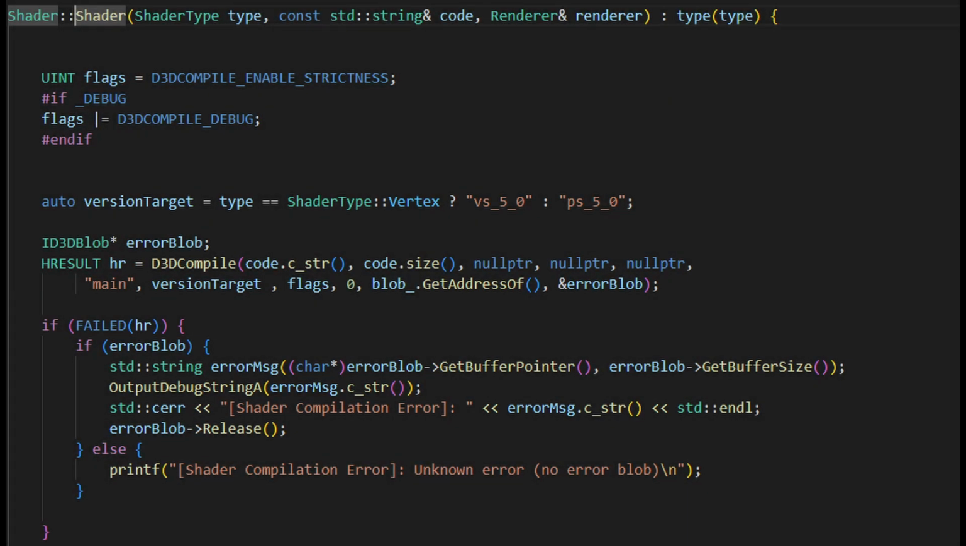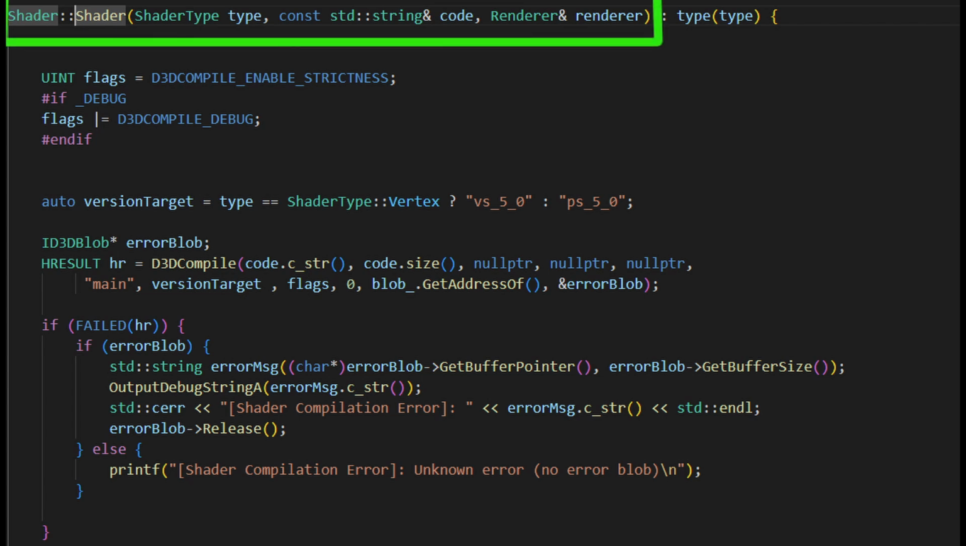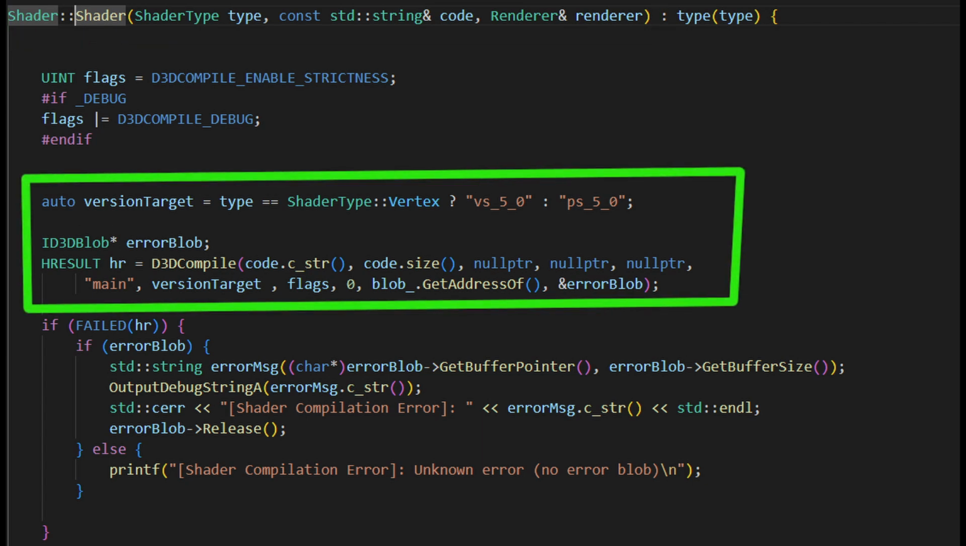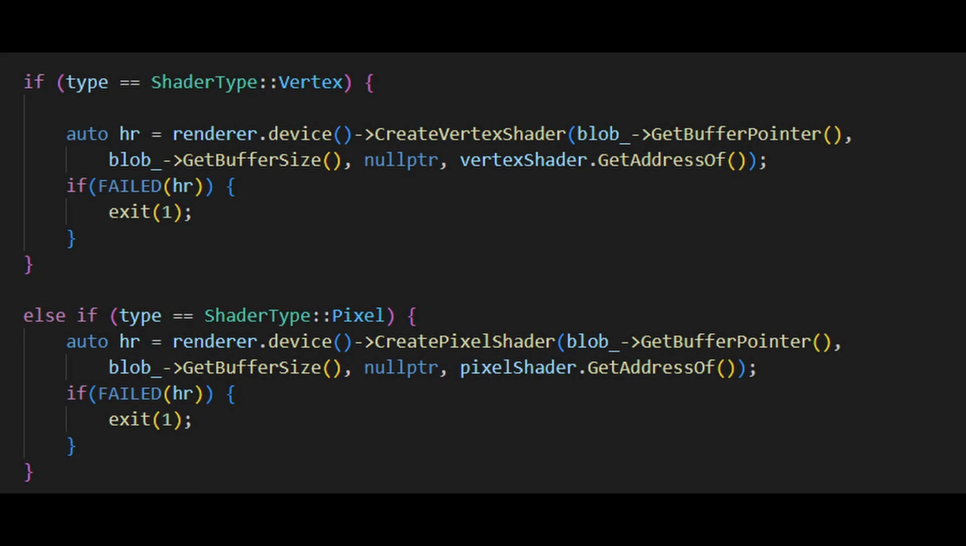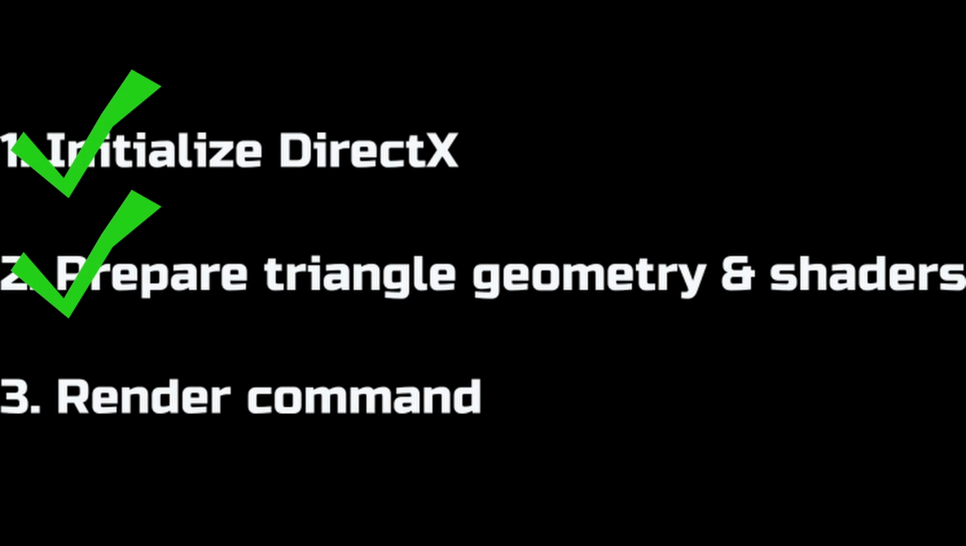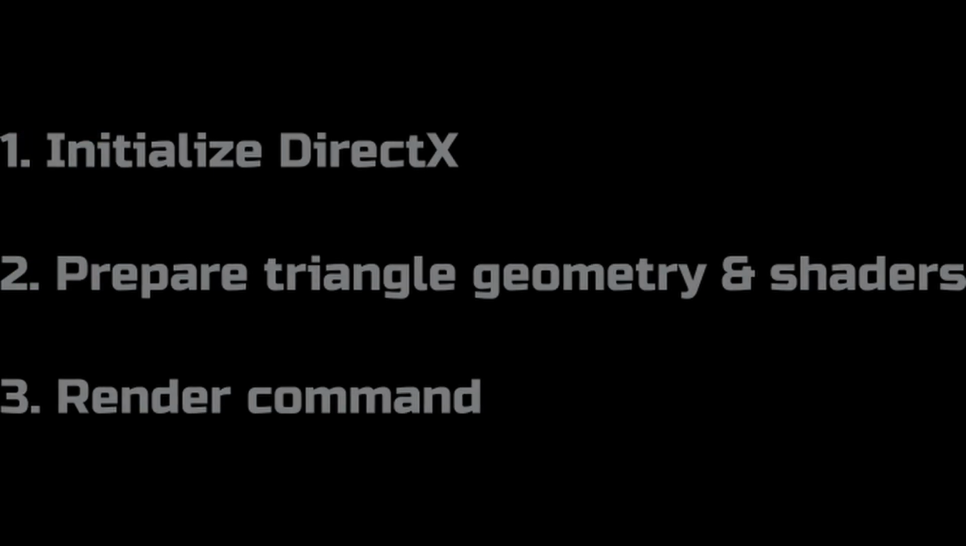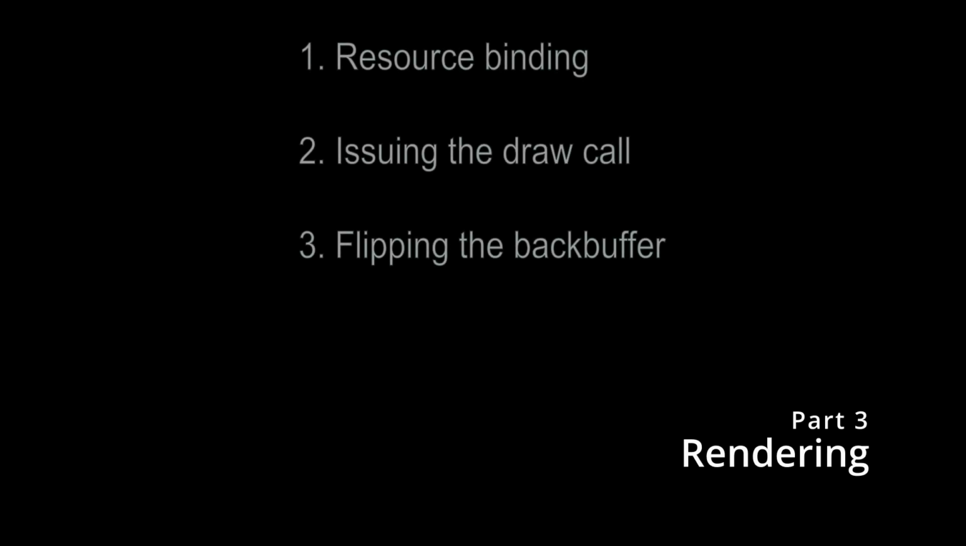Shaders must be compiled, and we do this inside our shader constructor. We give the compiler a few instructions, such as which shader version to use, pass it the code as a string, and call the compilation command. After checking for any errors, we upload our compiled shader binary to the GPU by calling the respective createShader function on our DirectX device. We're almost done now with preparation. Next and final step is invoking the actual render command. To actually render an object to the screen, 3 steps must be followed. First, binding resources. Second, the draw call invocation. And third, flipping of the back buffer.